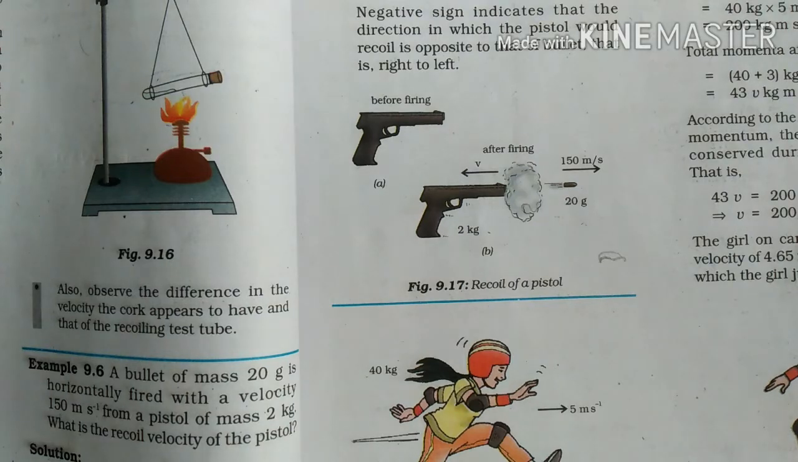Now we will move towards the next part in this chapter, that is example 9.6. A bullet of mass 20 gram is horizontally fired with a velocity 150 meter per second from a pistol of mass 2 kilogram. Then we have to calculate what is the recoil velocity of the pistol. First we can take the mass of pistol, that is 2 kilogram, then mass of bullet, that is 20 gram, and its velocity, that is 150 meter per second.